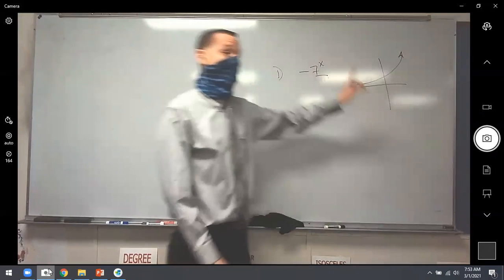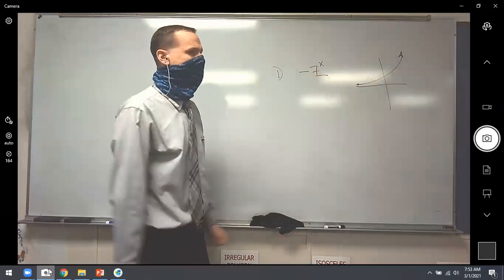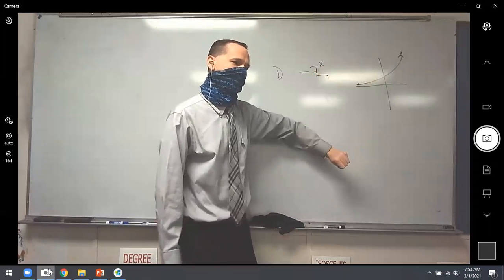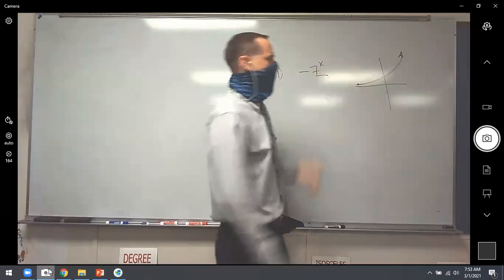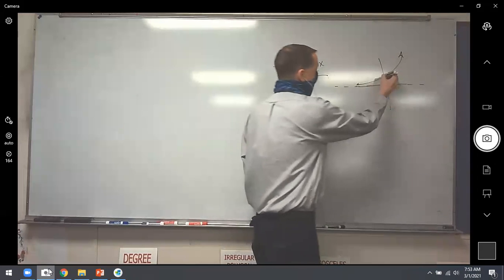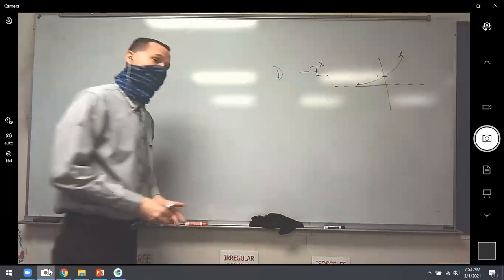7 to the x, if the base is more than 1, you can expect this to kind of be your template right here, okay? Goes up and increases forever just like that. So if it's -7 to the x, then it's going to open downwards like that. Key points on the regular graph to consider: there is a horizontal asymptote here, and it does go through the y-axis at 1, because anything to the 0 power is 1.